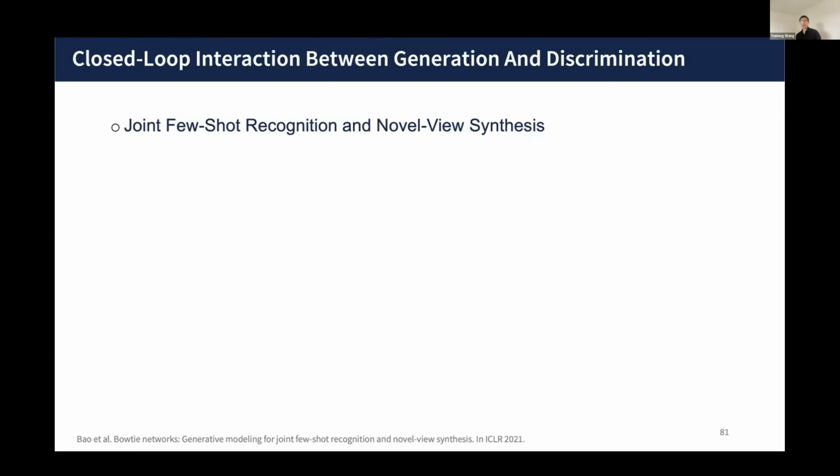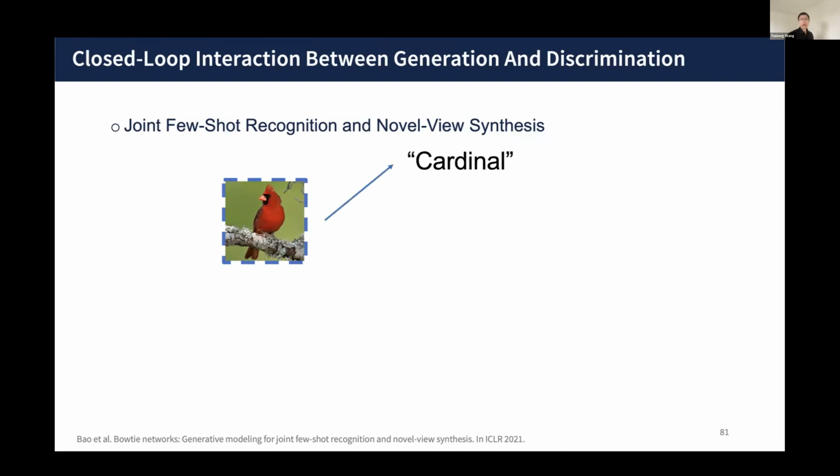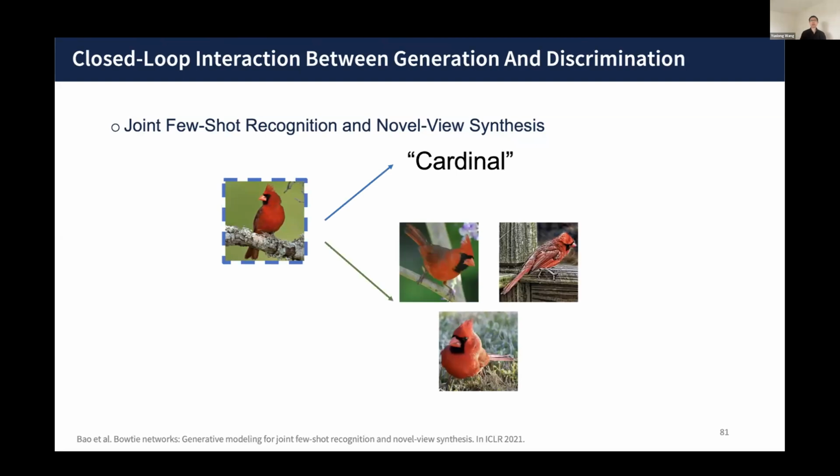A more in-depth bidirectional interaction between generative and discriminative learning is investigated in the task of joint few-shot recognition and novel view synthesis. Given only one or few images of a novel object from arbitrary views with only category annotation, we aim to simultaneously learn an object classifier and generate images of that type of object from new viewpoints.